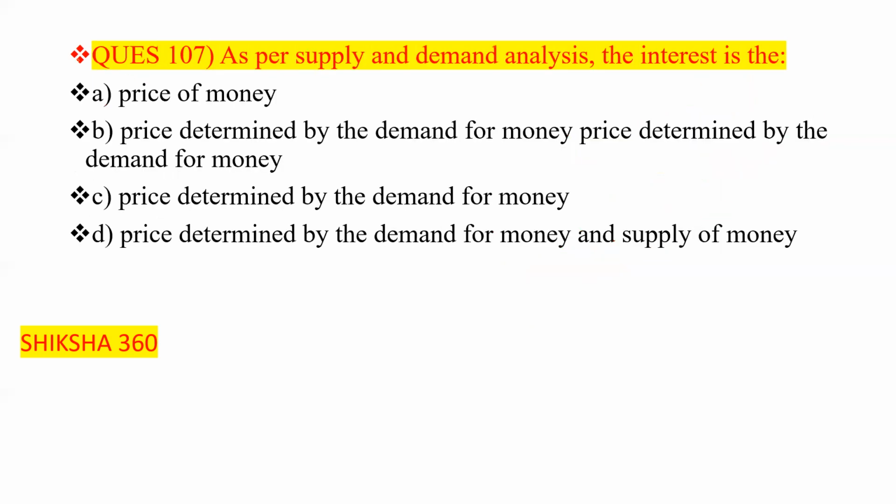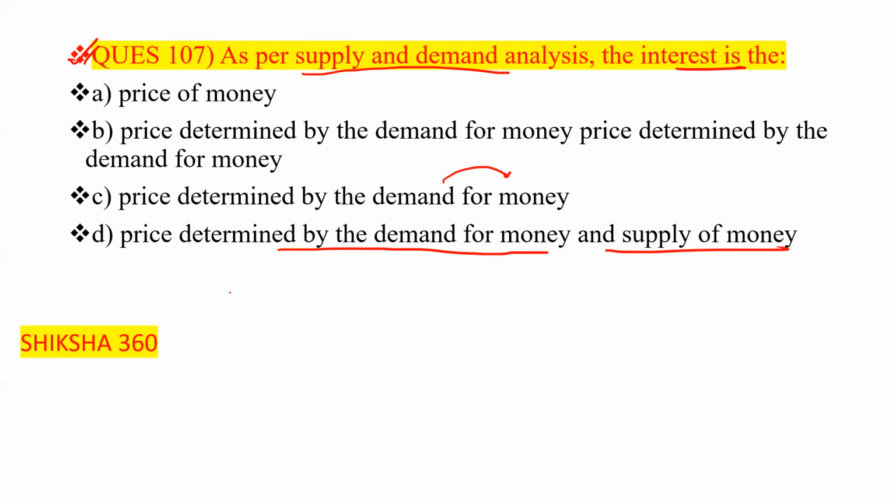Next question. As per the supply and demand analysis, what is the interest? Interest, the first option is that it is the price of money. The second is the price determined by the demand for money. The third is the price determined by the demand for money. The fourth is the price determined by the demand for money and the supply of money.